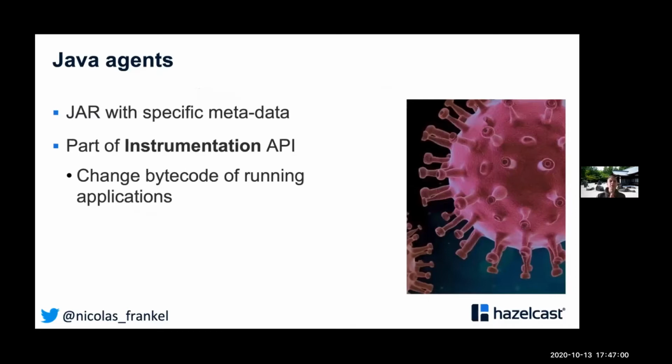So first, the Instrumentation API. You have probably encountered Java agents during your career. Even if you never developed Java agents, you might be familiar with the term. So what is a Java agent? A Java agent is just a specific jar. It's a simple jar, but with specific metadata that tells the JVM, hey, it's an agent. And an agent is part of this Instrumentation API. This API allows you to change the bytecode of a running application.